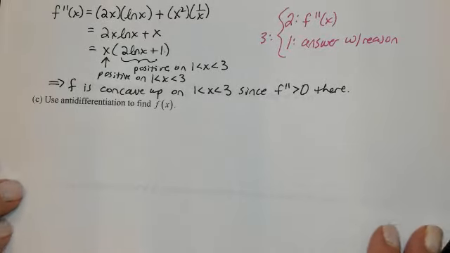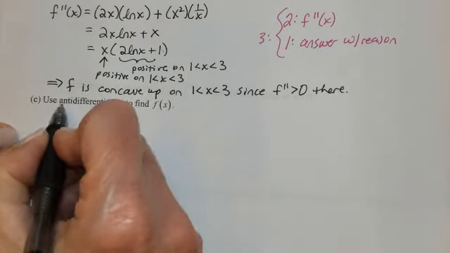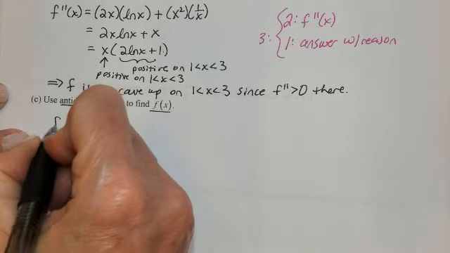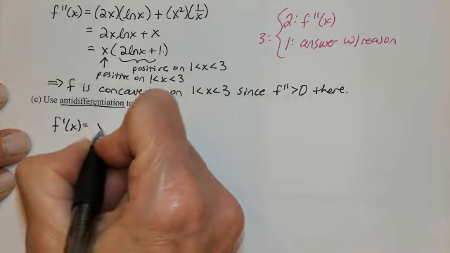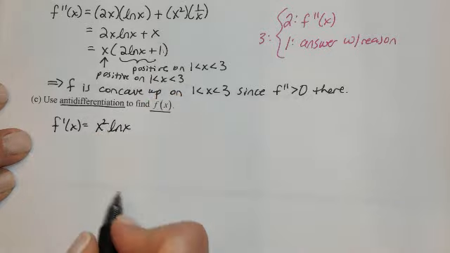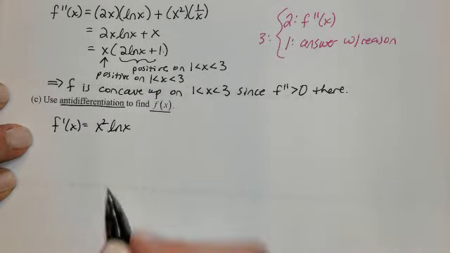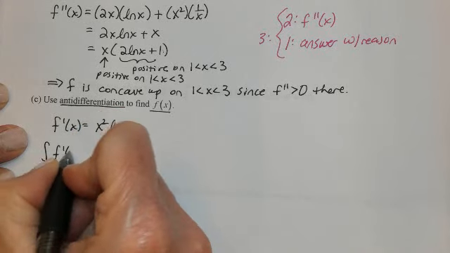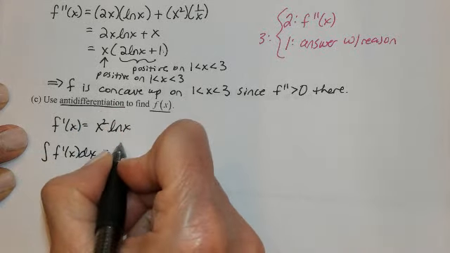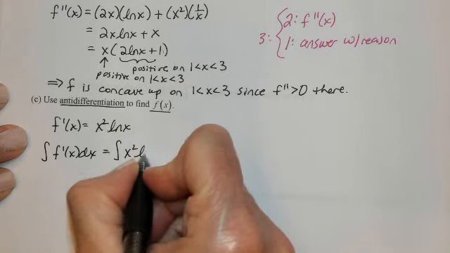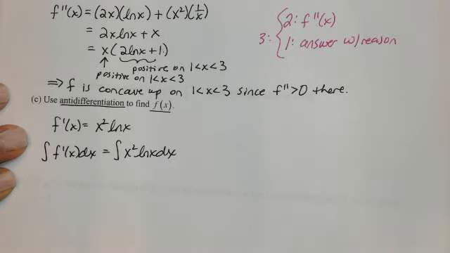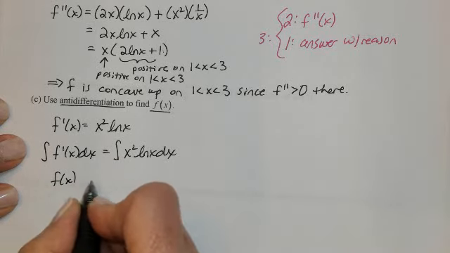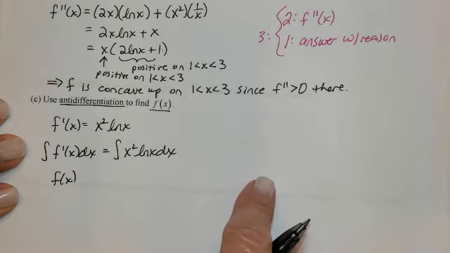All right, part C. Use antidifferentiation to find f of x. Well, f prime of x, they give us, is x squared ln x. So to find f of x, of course we're going to use antidifferentiation. So the integral of f prime of x with respect to x is going to equal the integral of x squared ln x with respect to x. From the left-hand side, we get f of x plus some constant, which I'll combine with the constant I get over on this side, right?